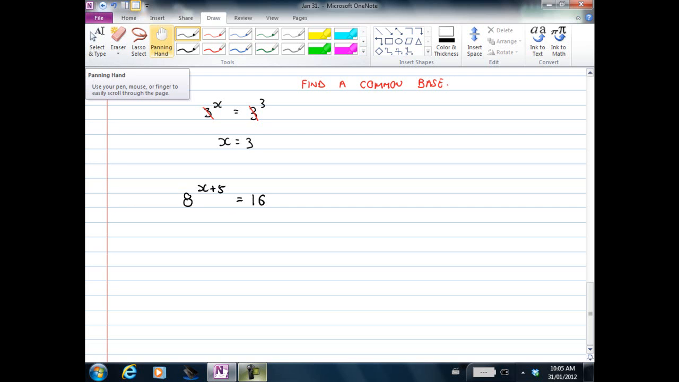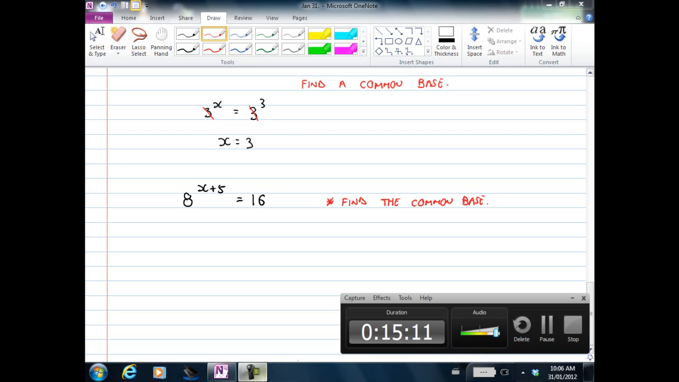Guys, gals, good luck. Solve this now. I'll give you a hint. We've been working with our bases. Find the common base. There's a common base between the two. That's all I'm going to give you for your hint. Good luck. I'm going to pause this for a few minutes and let you try it out, and I'm going to walk around.